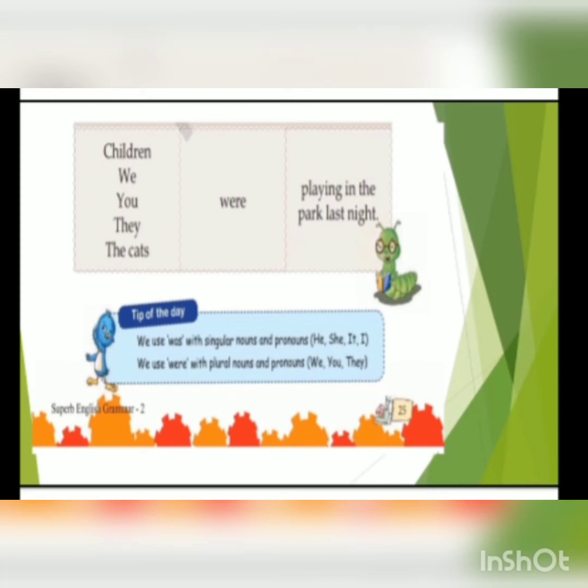So you can see in the table also, we use was with singular nouns and pronouns. That is, with he, she, it and I, we will always use was. But we use were with plural nouns and pronouns. That is, with we, you and they, we will always use were because they are all plurals. And plurals means anything which is more than one.